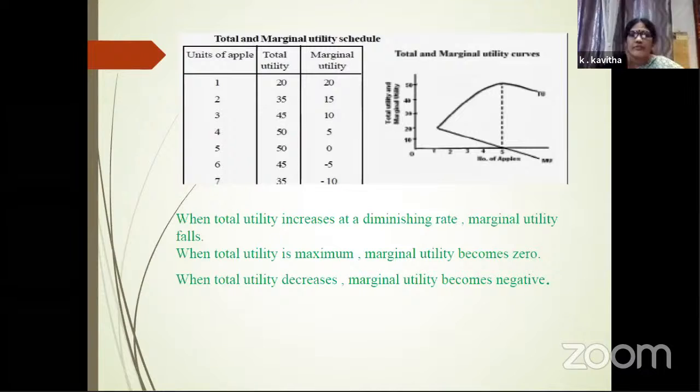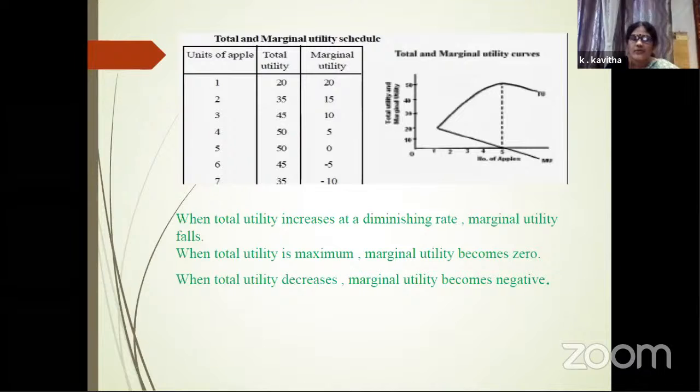Third one is the 45 total utility. 45 minus 35 is 10. So marginal utility is 10. Fourth unit is the 50 total utility. So 50 minus 45 is 5. That is the marginal utility. And the fifth one is 50.